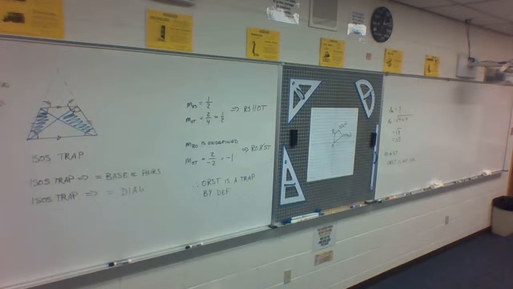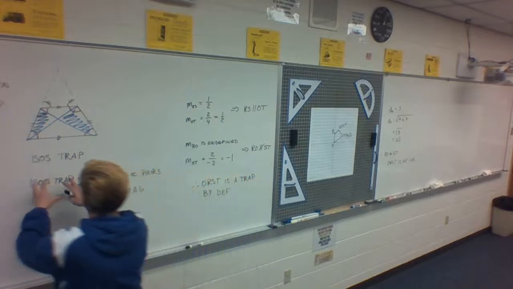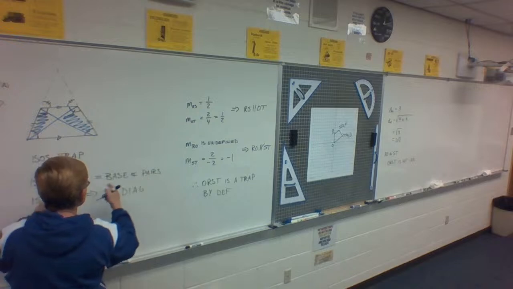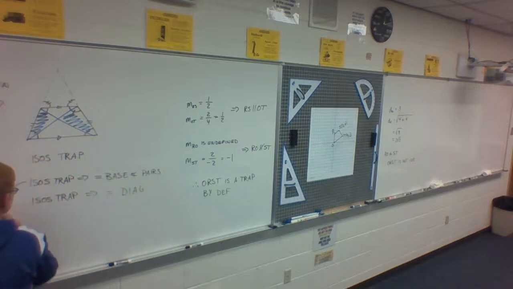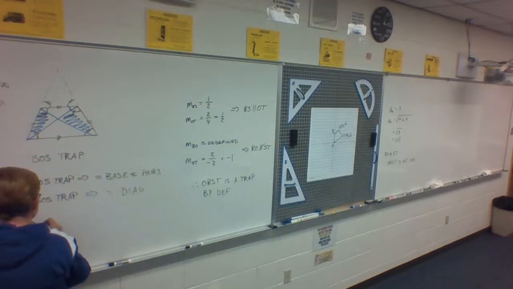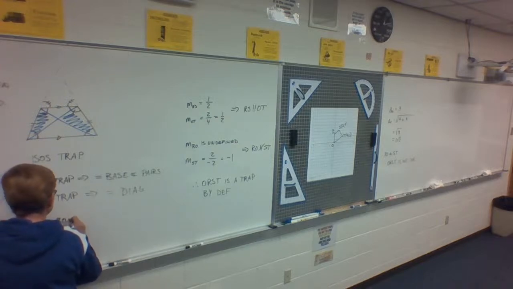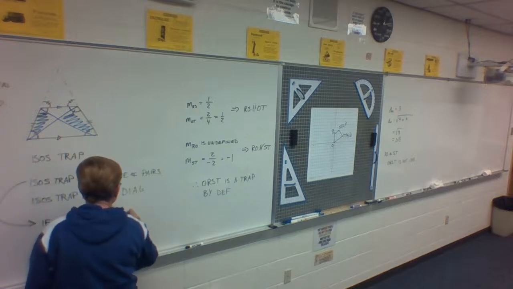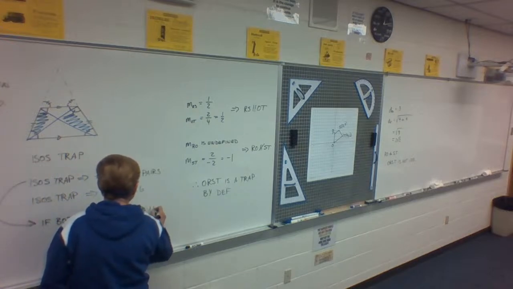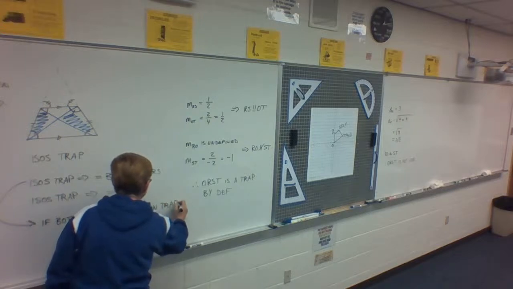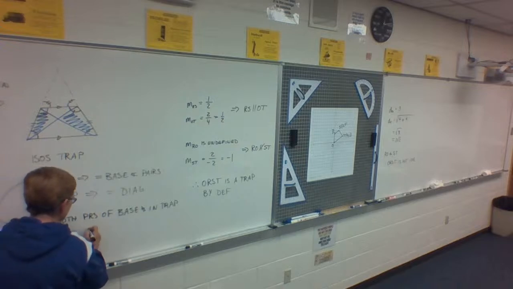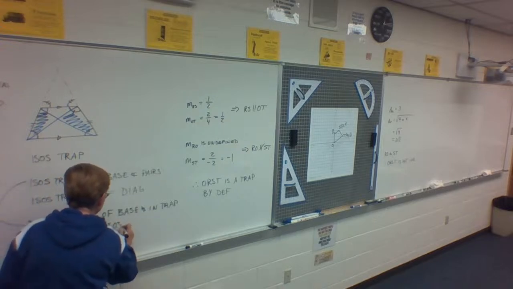Theorem 7.17 is the base angles converse. Now that one I didn't write down because both of these said isosceles trap implies. So it means if you know it's an isosceles trap, you can be sure this is true. But this one also has a converse, and it says if both pairs of base angles in a trapezoid are equal, that implies an isosceles trapezoid.